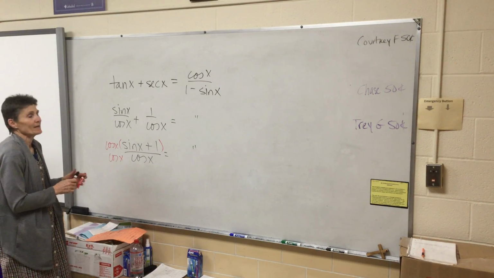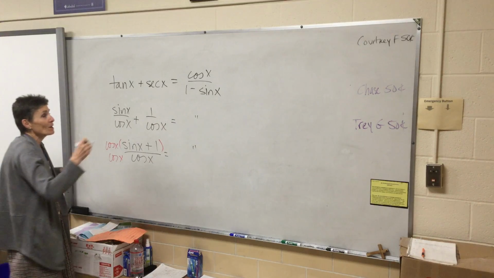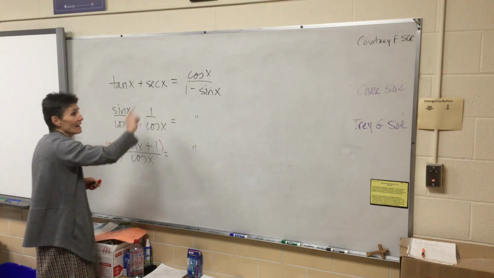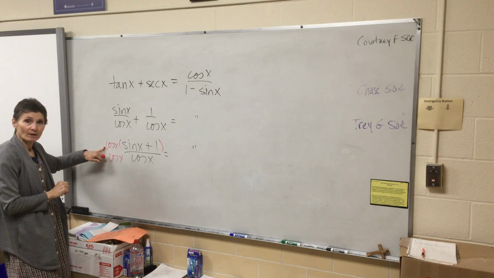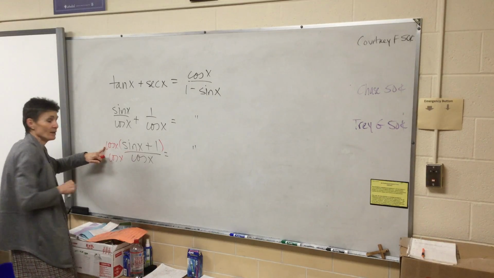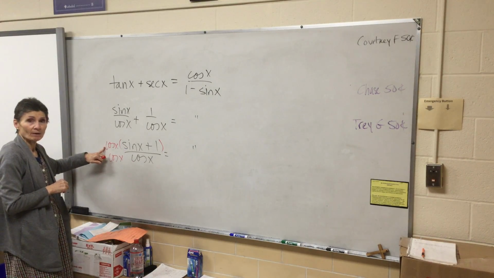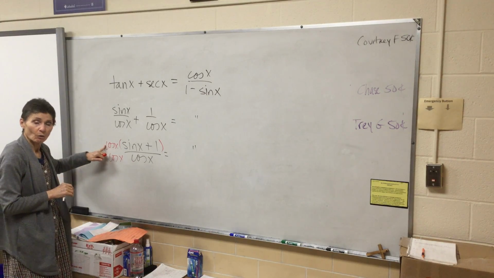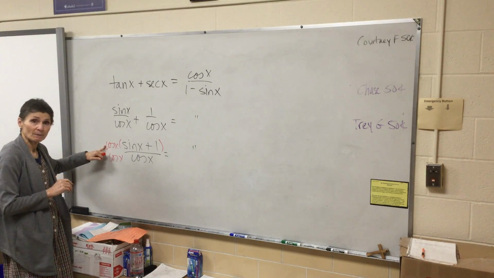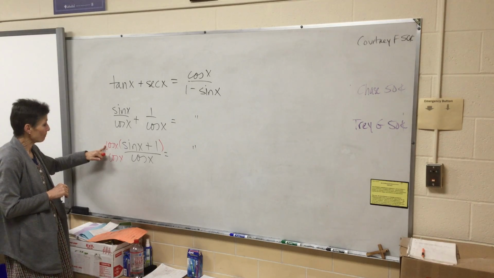Now, why did I do that? Why did that even occur to me? Well, this is my end goal. This is what I want to end up with. And I notice there's a cosine up there. So I don't have a cosine up there, so I'm going to stick one up there. Now, there are other ways I could go, but this is a strategy for you to file away and keep as you pursue your own problems.